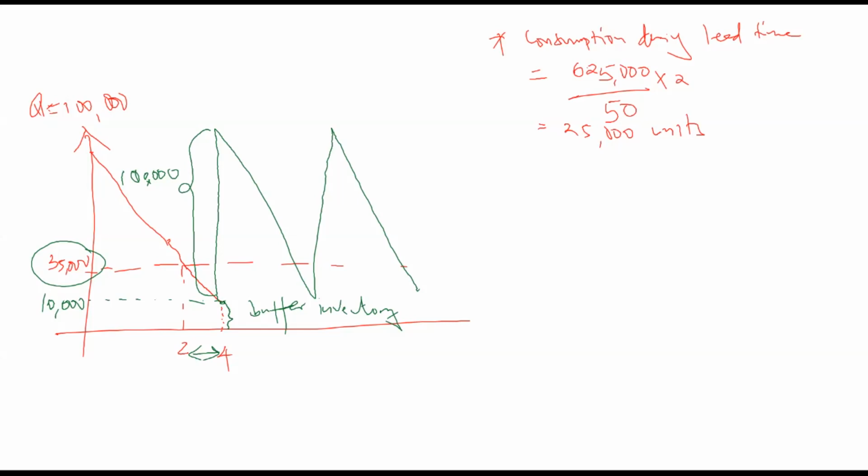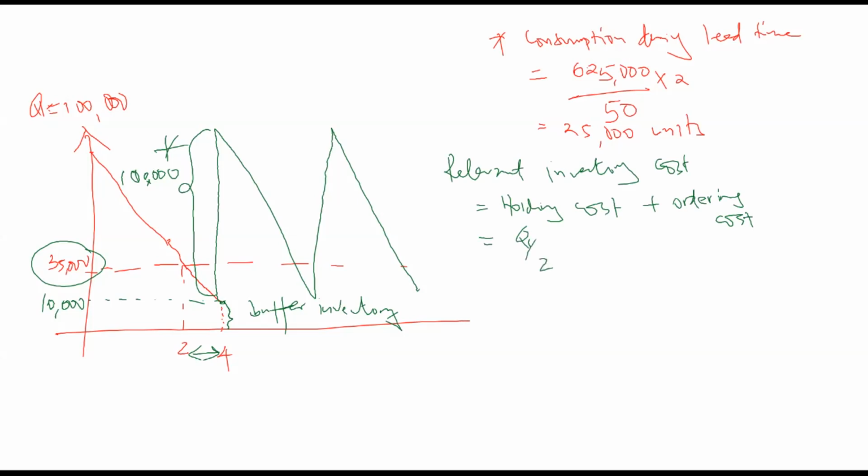Therefore, when it comes to calculation of the holding cost, you have to take into account the holding cost you incur for the 10,000, plus the 100,000 you're buying from the supplier. Once you get note of that, then consider the question. So current policy, the Q is 100,000. There's no discount, therefore we can ignore purchase cost. Therefore, relevant inventory cost will be equal to holding cost plus ordering cost. Holding cost, Q divided by 2. So this is Q, 100,000.